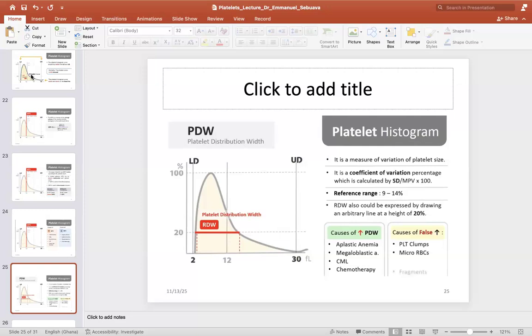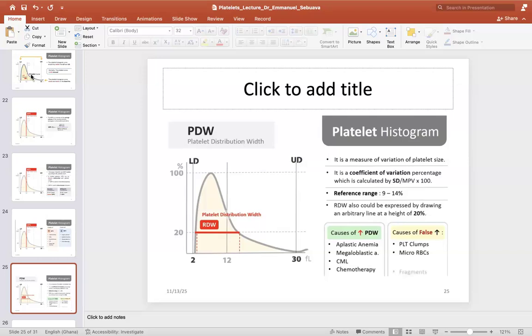RDW also could be expressed by drawing an arbitrary line on the height of 20. I think these are calculations that are done behind the scenes to give us the RDW values. Now, the causes of very high RDW: aplastic anemia is one, megaloblastic anemia is one, chronic myeloid leukemia is one, chemotherapy is another.